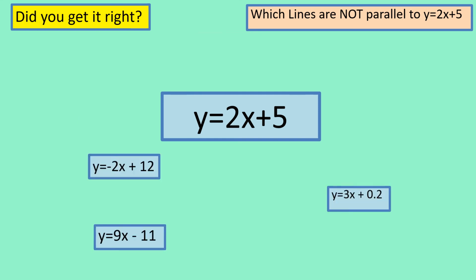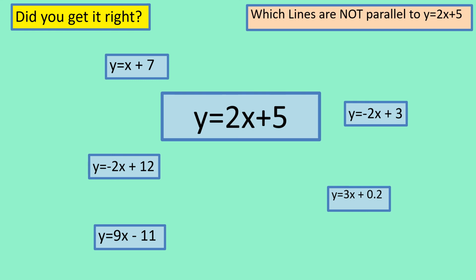Okay, so these are the lines that were not parallel to y equals 2x plus 5. As you can see, the gradients are different. Did you get them right?